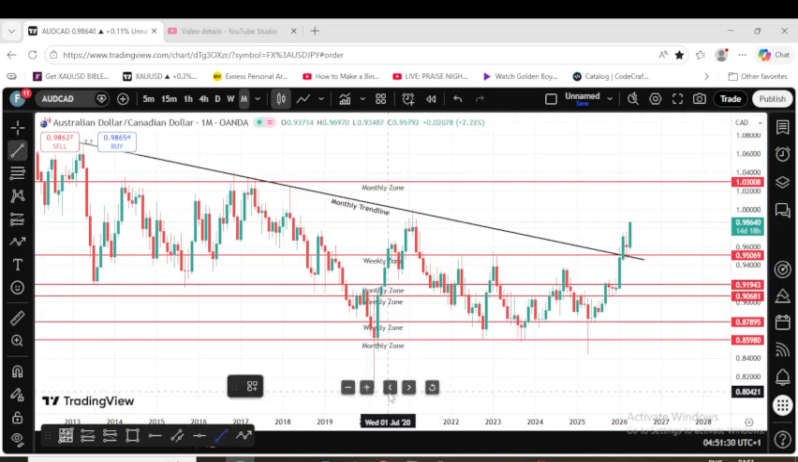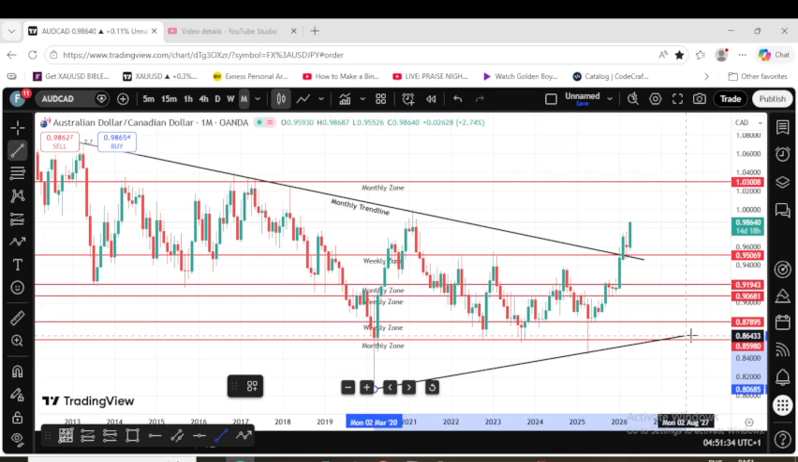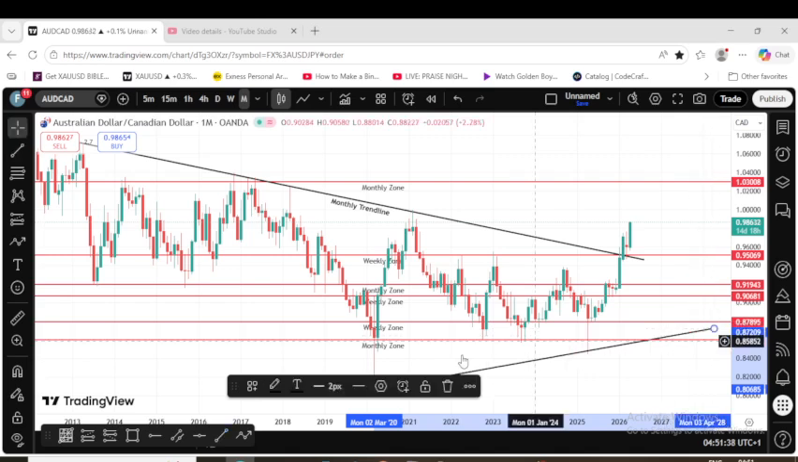So let's see, you can still draw another trend line from here. This is going to be our bullish trend line. This is our monthly trend line.